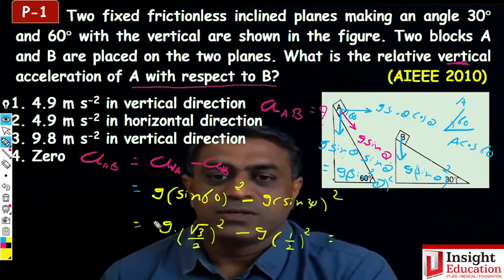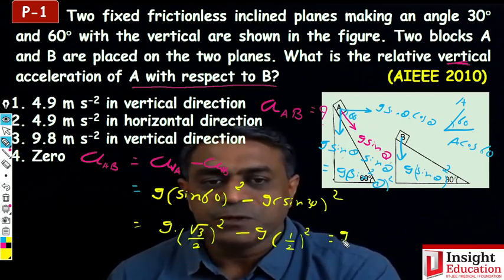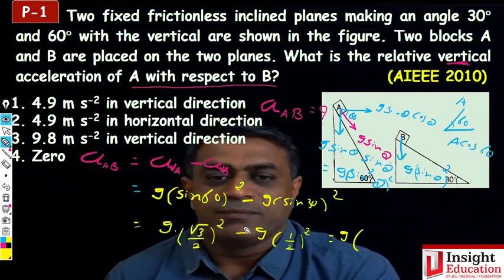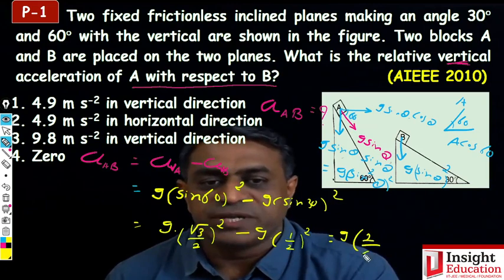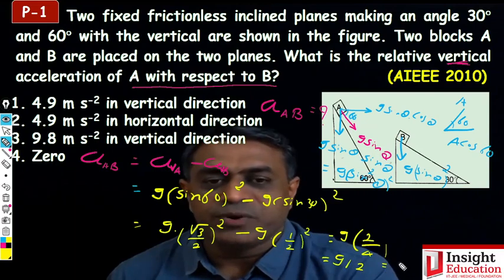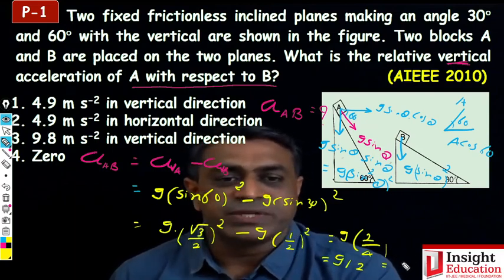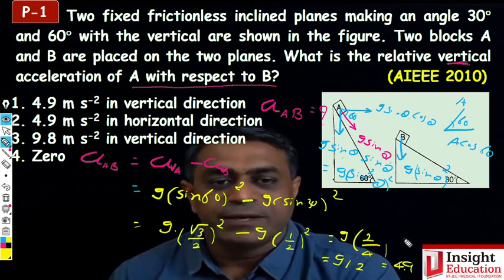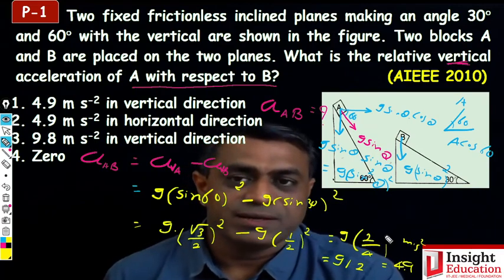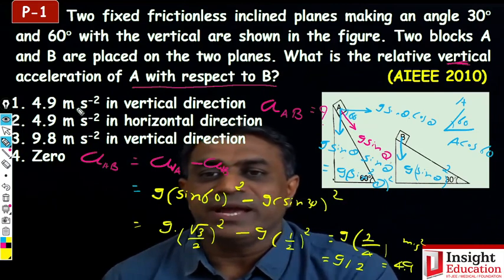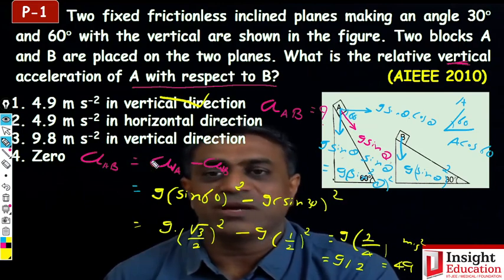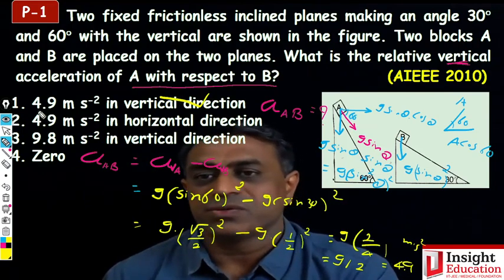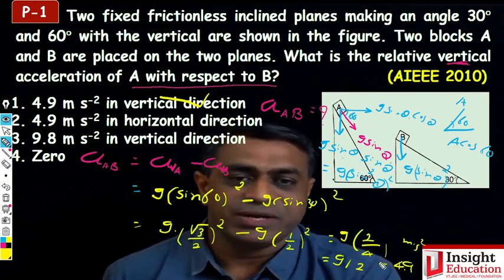whole squared. So I can say g common, 3 squared minus 1 squared, so 3 minus 1, 2, divided by 2 squared, that is 4. So I can say g by 2, so 9.8 divided by 2, that is 4.9 meter per second squared. So acceleration 4.9 meter per second squared in vertical direction. Okay, here we have considered the vertical component, so it is in vertical. So 4.9 in vertical direction.